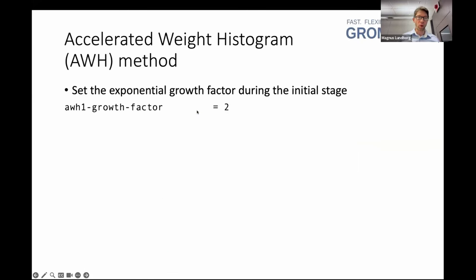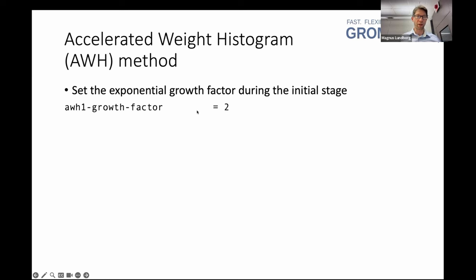There is one more option in AWH that was added as well, and that is the growth factor during the initial stage. So how quickly the histograms grow. That previously had a default value, or hard-coded value actually, that was set to 3, but from 2024 now we can set it in the MDP file and the new default value is set to 2. But if you use old TPR files, it will use the factor 3 that was used before.